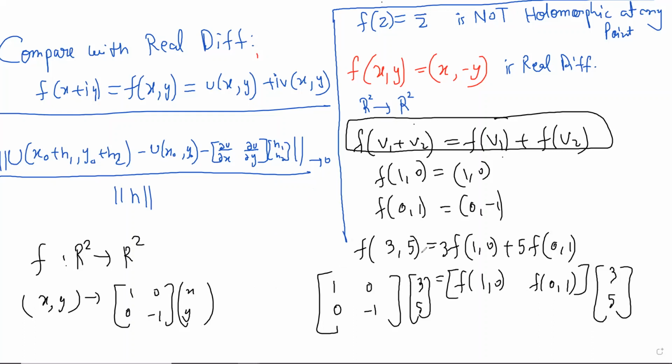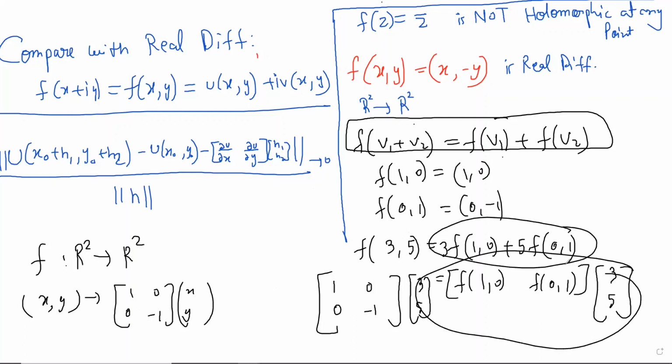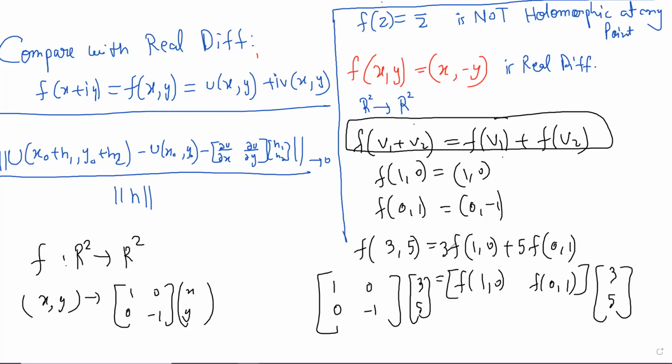That's what you demonstrated here. Any value, suppose 3 comma 5 you want to calculate, you can just do it like this, and this is nothing but this matrix multiplication. So this function is simply this. Any linear function is like this.